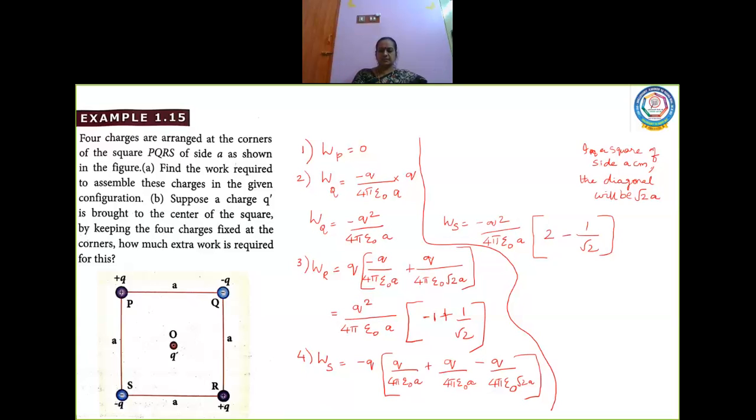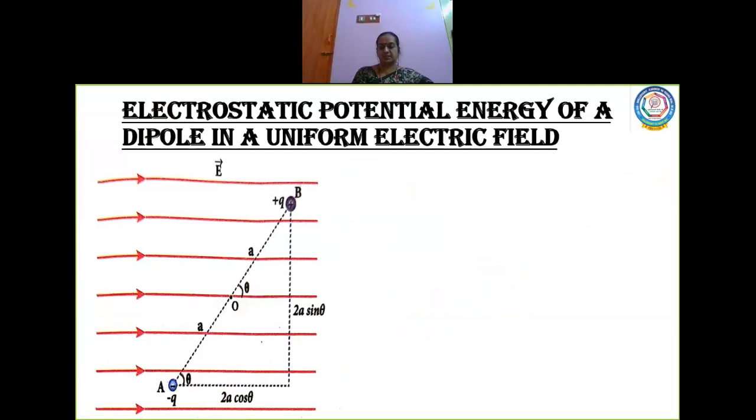Is it clear, children? Is it clear? So go through the example sum. Now let us move on to a very important topic, electrostatic potential energy of a dipole in a uniform electric field. Now this we have already done. When you keep a dipole in a uniform electric field, the dipole will experience a torque whose value is given as tau equal to P E sin theta. This you are very familiar with. The same thing I am going to continue with.